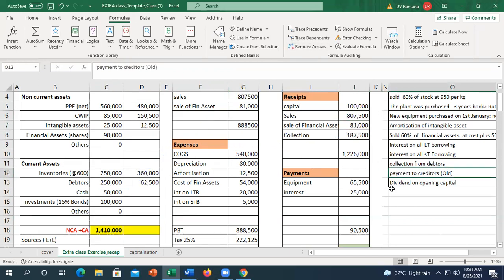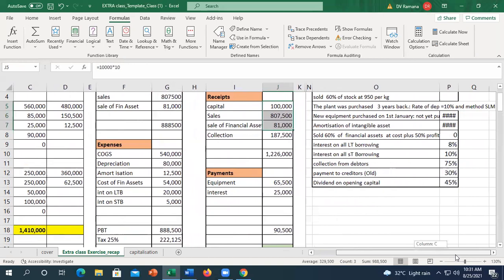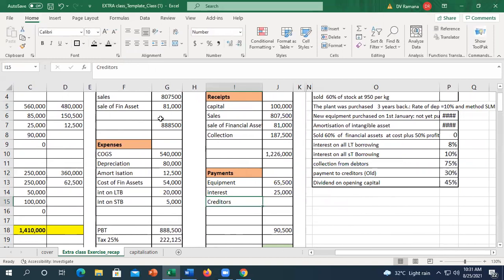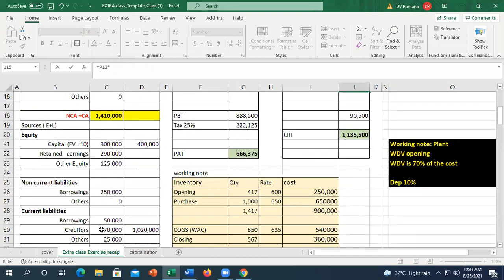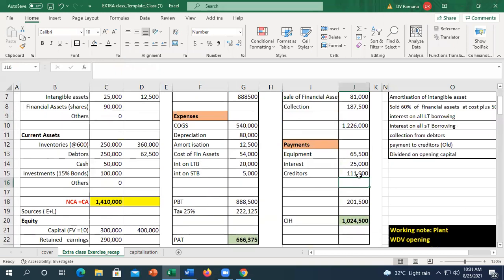Similarly, because there's lots of cash sitting on our balance sheet, we also decided to make the payment to the old creditor. Payment to the old creditor 30%, right? 30% payment to the old creditor. And how much is the old creditor? 370,000. So the payment to the old creditor is 111,000.